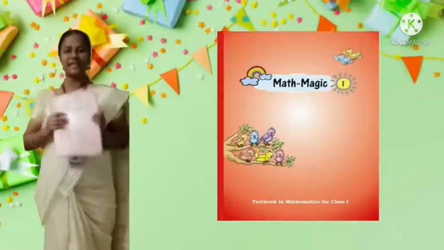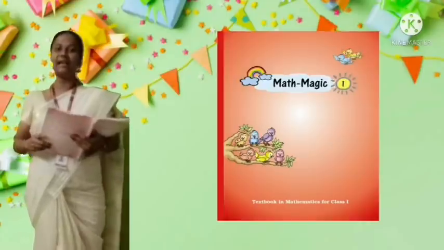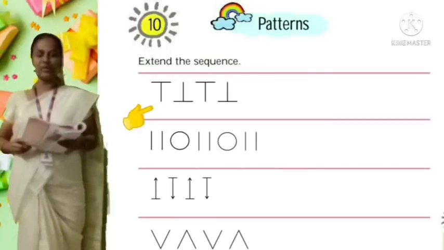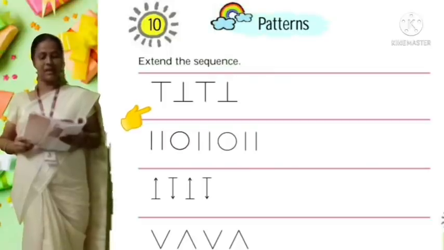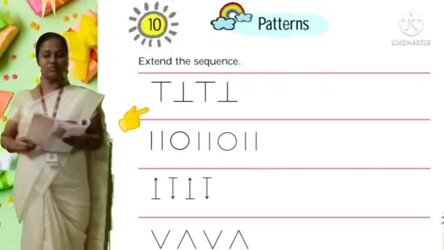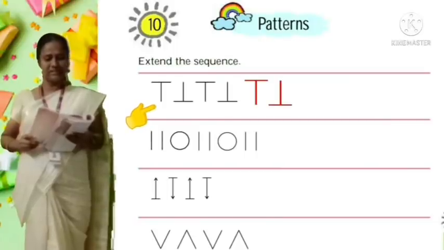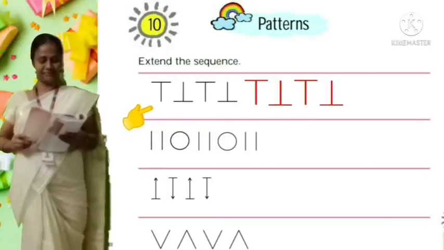Okay, children, now let us do some book exercises. Now, take your Max Magic book. Take page number 111. Patterns. Extend the sequence. Upward T, downward T, upward T, downward T. What will be the next? Yes, upward T. Again, next one, downward T. The next one, upward T. The next one, downward T.